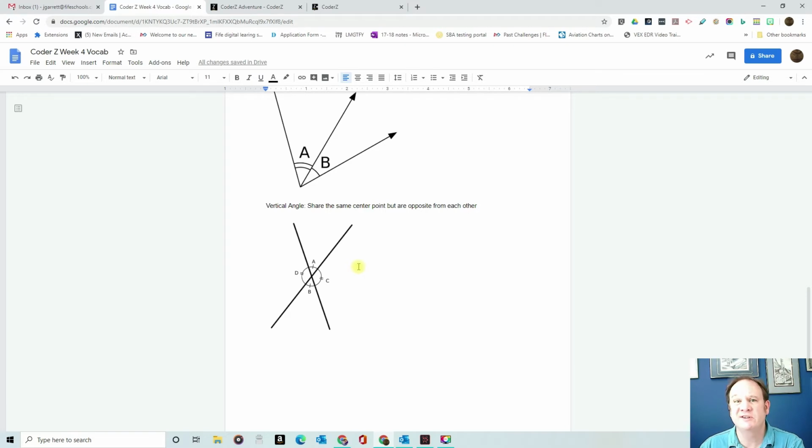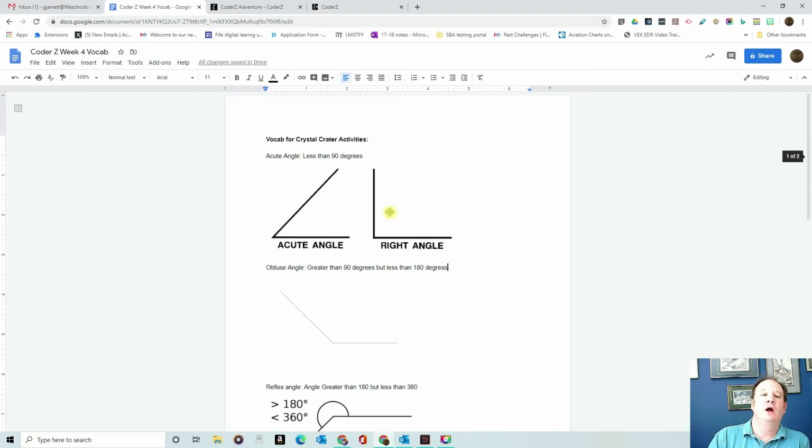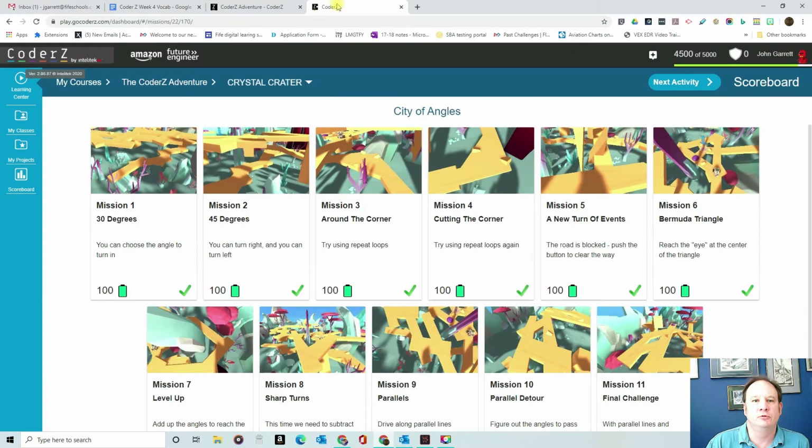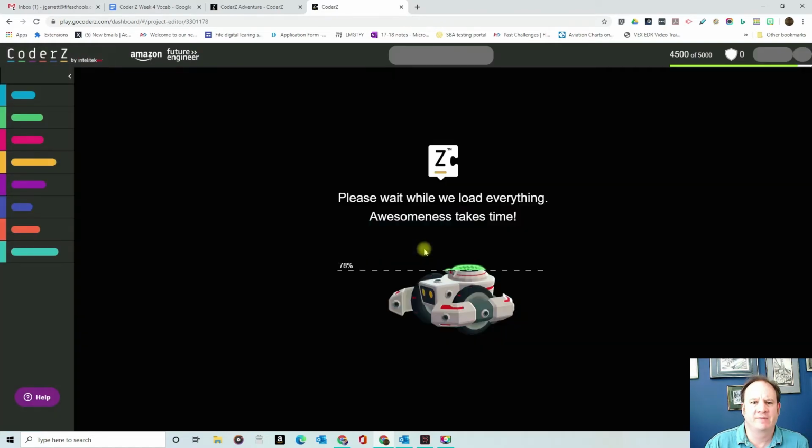I may put some of these on the after lesson quiz or form at the end of the lesson. So hint, hint, wink, wink, nudge, nudge. Anyways, those are the different types of angles you're going to run into. All right, so let's jump into mission 1.